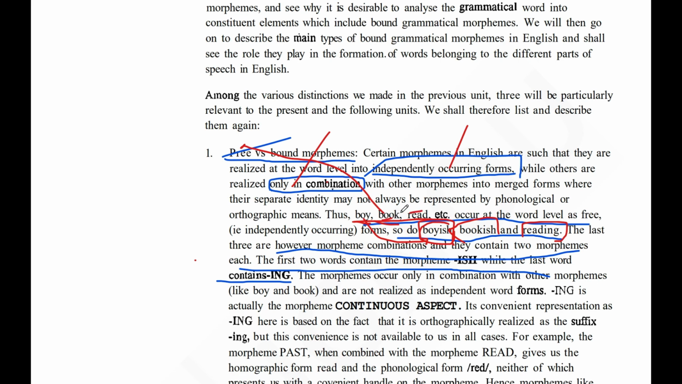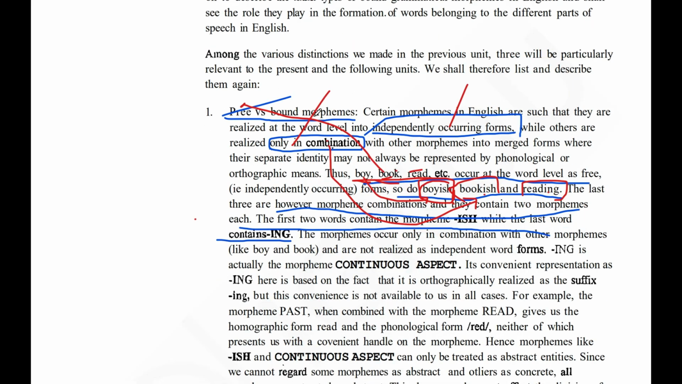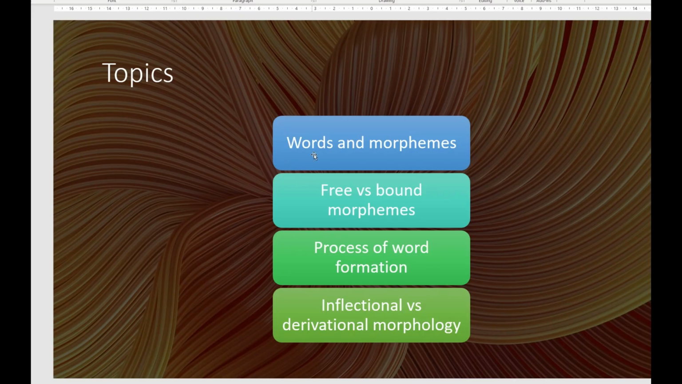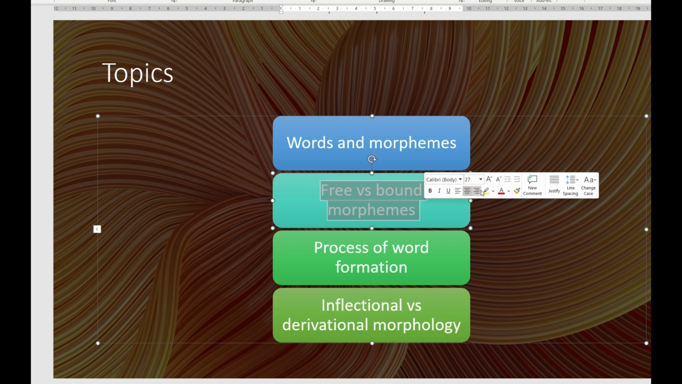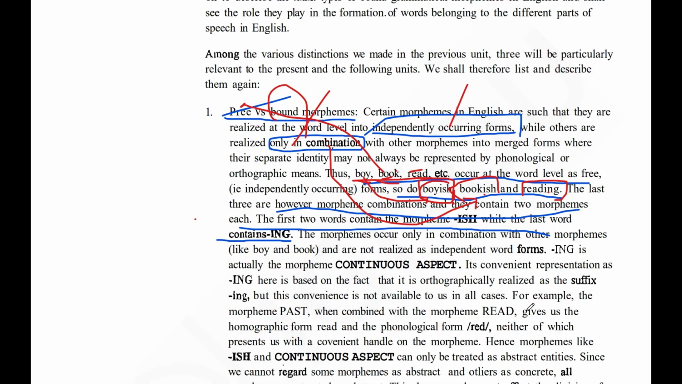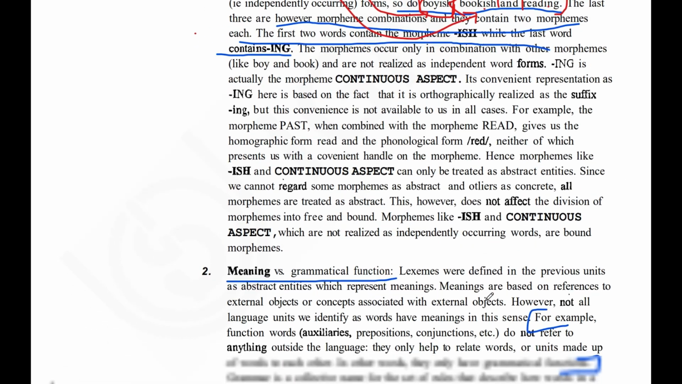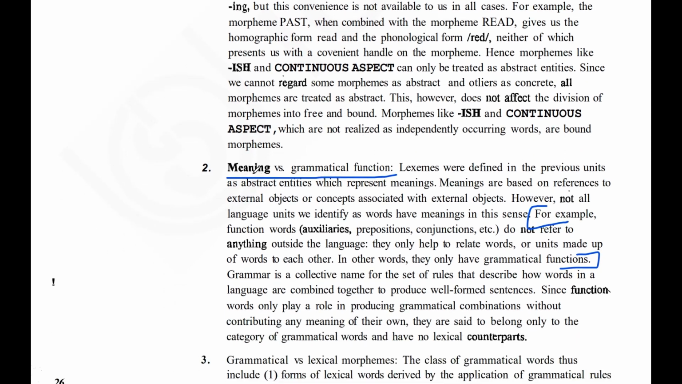Similar with book and read. For book, another word is bookish, and for read another word is reading. But they can only occur in combination, right? Boyish, bookish, and reading, they can only occur in combination. So then they are bound morphemes. So as we had discussed, words and morphemes we have covered. Free versus bound morphemes, just now we understood what they are. So let's understand more certain parts of this.